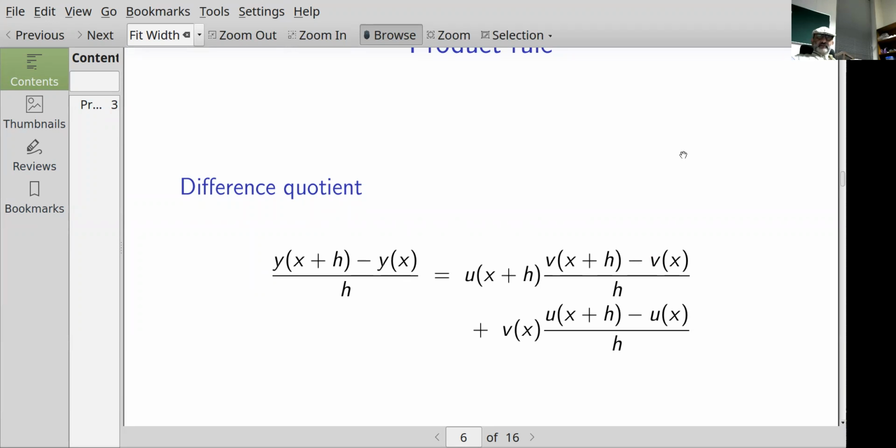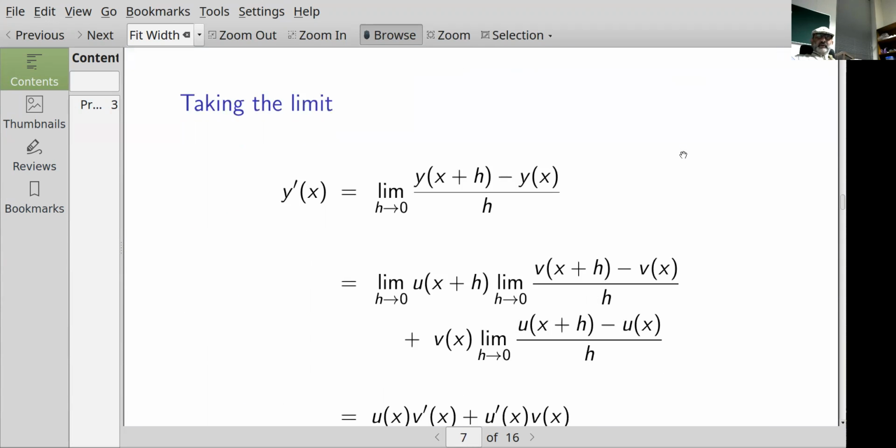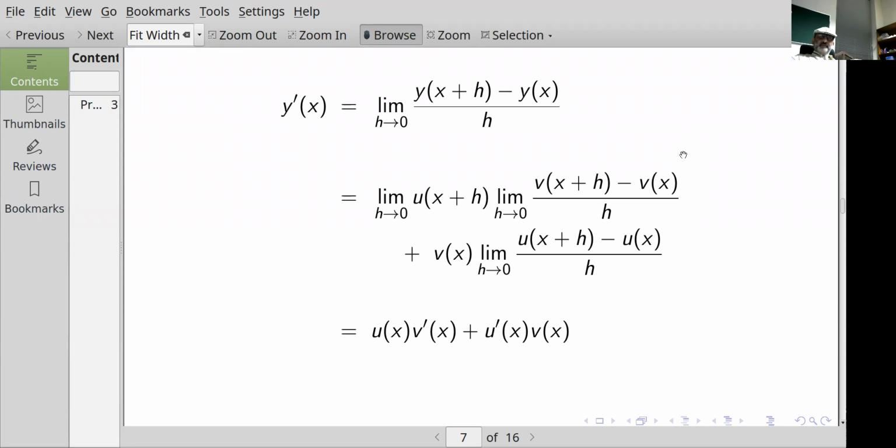Now we're going to take the limit as h goes to 0. Well, the limit of a product is a product of the limits, so you get the limit as h goes to 0 of u of x plus h times the limit as h goes to 0 of the difference quotient for v. And v of x doesn't involve h, so it can be pulled outside of the limit sign, times the limit as h goes to 0 of the difference quotient for u.